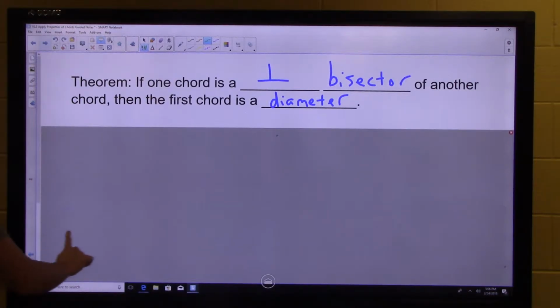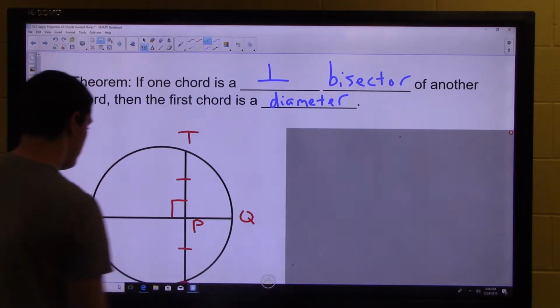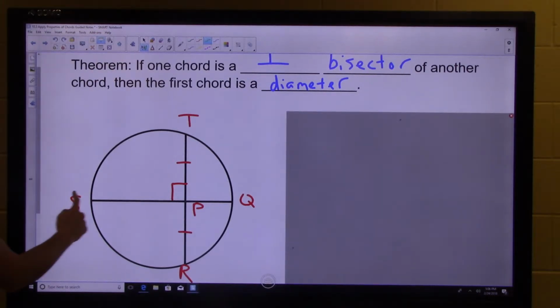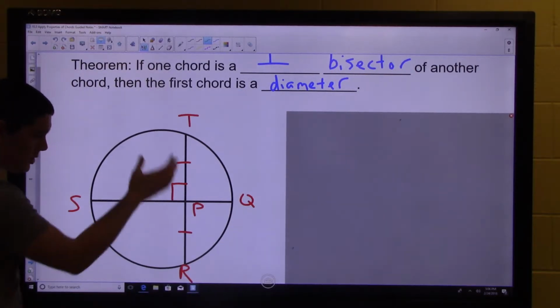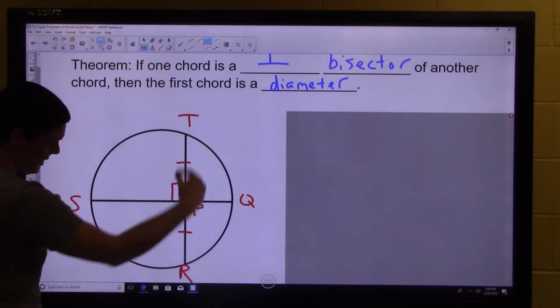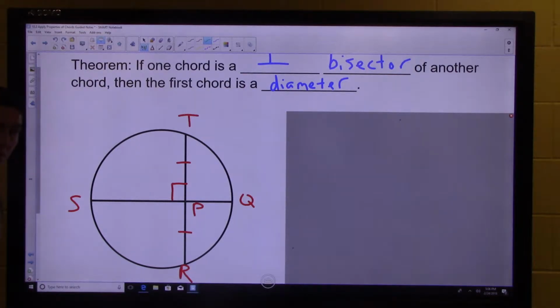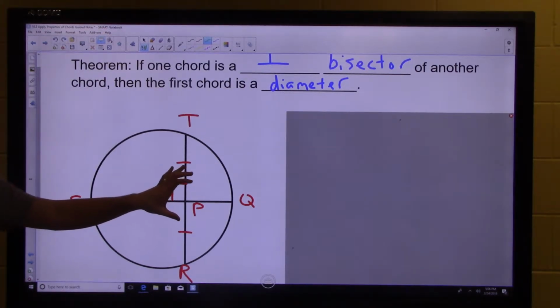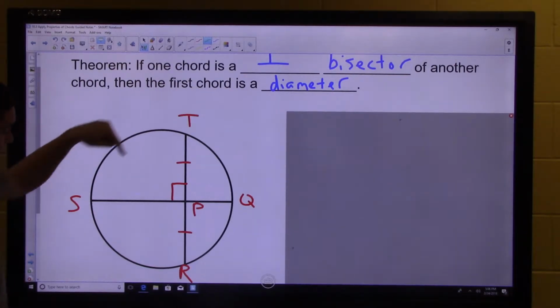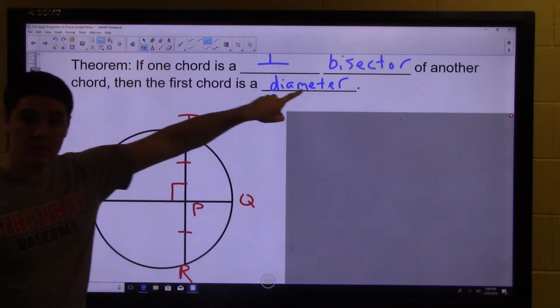Let me show you the picture here. I'm going to make a claim after I show you this picture, so draw this as well. I drew a circle, and we've got one chord. Hopefully you notice that, if you look at how we mark this, SQ is going to be perpendicular to TR, and it's also bisecting TR. We're saying TP and PR are going to be congruent. So this is a perpendicular bisector. What this theorem tells us we're allowed to say is that this first chord, SQ, has to be a diameter.